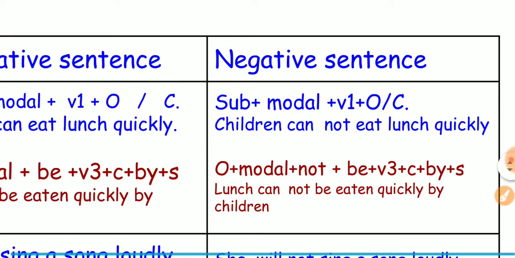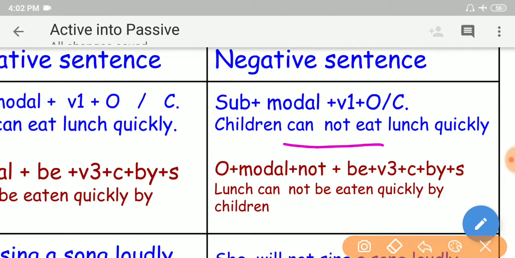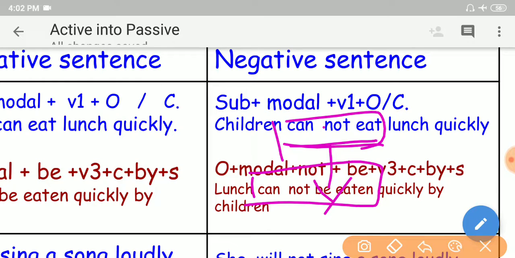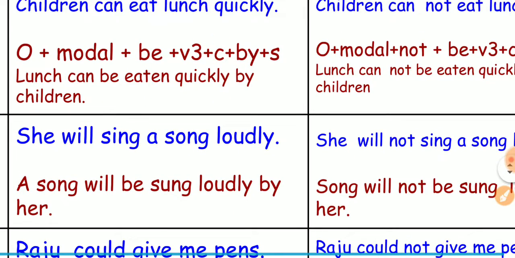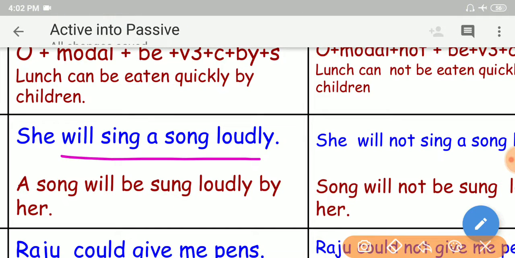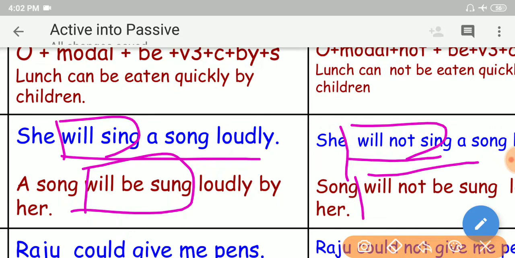So like this, children cannot eat lunch. Lunch cannot be eaten quickly by children. Cannot eat, cannot be eaten. Active and passive, my dear friends. So like this, she will sing a song loudly. Will sing, will be sung. Will not sing, will not be sung. See here, be is used. V3 form of the verb is also used. To be plus V3. That's why this is also a passive sentence, my dear friends.